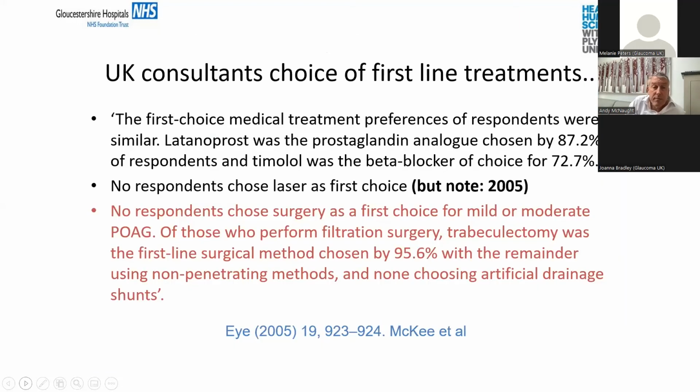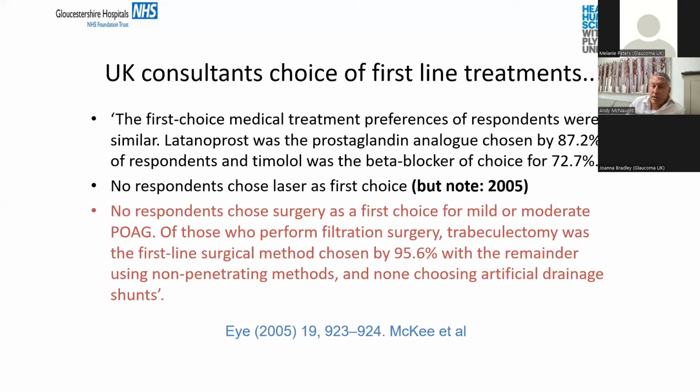Next slide, thanks. So if you asked UK consultants like me how they would choose to treat people with glaucoma, this study is really interesting, but it's quite old now. I think the choices might have changed a little since then. But anyway, their first choice medical treatment of the respondents was latanoprost, because it's the best prostaglandin, it's the cheapest. And timolol was a choice in a minority. And timolol is an excellent treatment as well, a beta blocker.